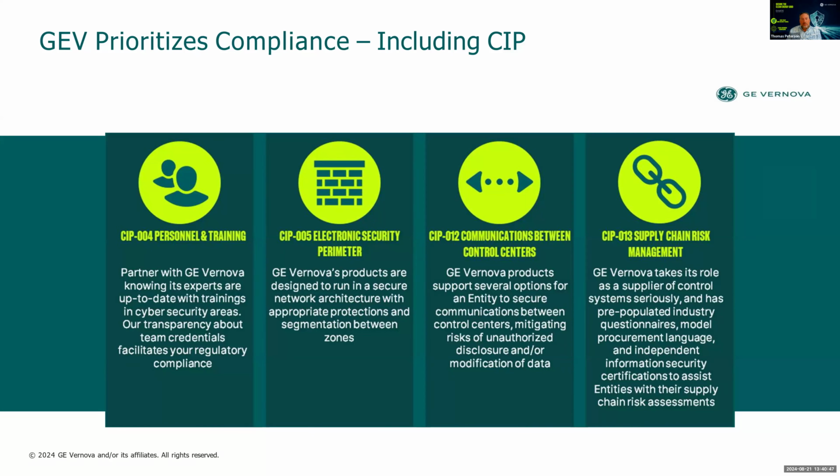For CIP 12, communication links and sensitive bulk electric system data communication between control centers needs to be protected in a manner that is appropriately tailored to address risks posed to the bulk electric system due to the sensitivity of the data being communicated. GE Vernova supports multiple methods a utility can implement to meet the data in transit protection requirements, utilizing features and functions that are likely already present in the control system's operating environment.